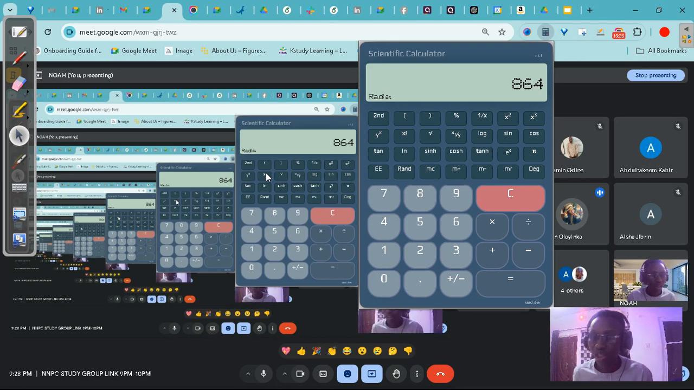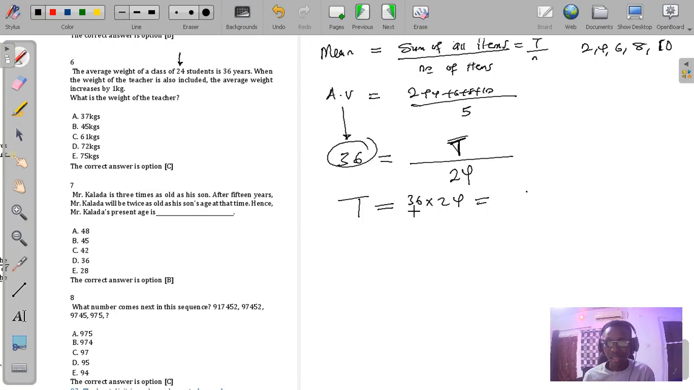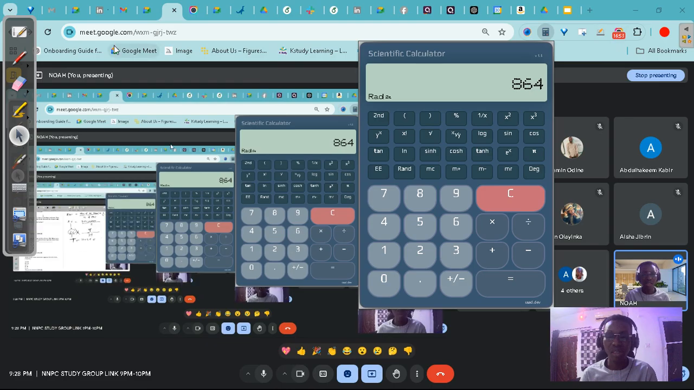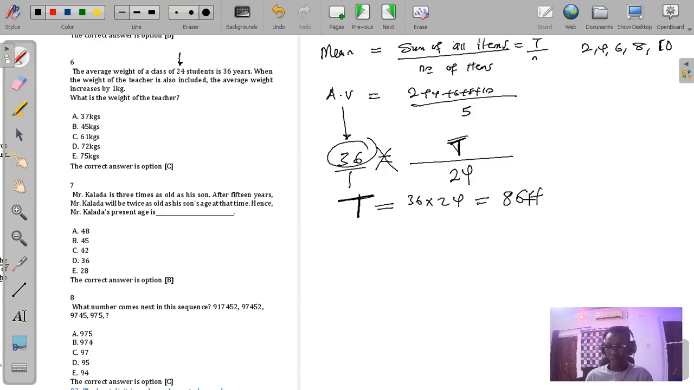Actually, I was trying to ask for the product of 36 and 24. That was my question. The average is 36. I don't know the total weight of all the students, but I know that we have 24 students. So I wanted to multiply this and this together. T times 1 is already T, which is the total weight of all the students. I was trying to ask for the product of 36 times 24, but don't worry, I've done that already. That's 864. So I have 864 as the total weight, which is in kg. Yeah, that should be in kg.